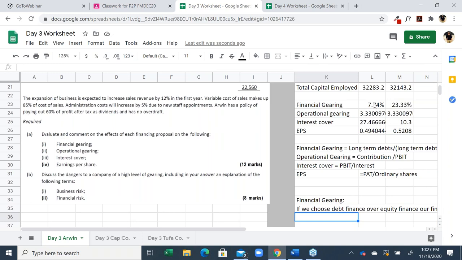Then you have to talk about the operational gearing, and it will be very simple. You should state that there is no increase in the operating gearing of the company because of the two options. And it should always be the case, because operational gearing does not change with the change in any financing option.